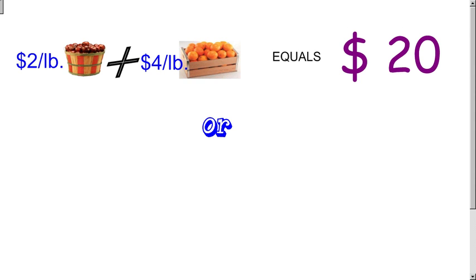To turn that into an equation, we just take our $2 per pound times the apples plus $4 a pound times the number of oranges, and that should equal $20. Or, algebraically, it's going to be 2x, x for apples, plus 4y, and the y stands for the oranges, and that's going to equal our $20. Or simply 2x plus 4y equals 20.